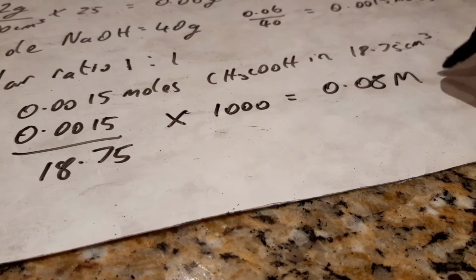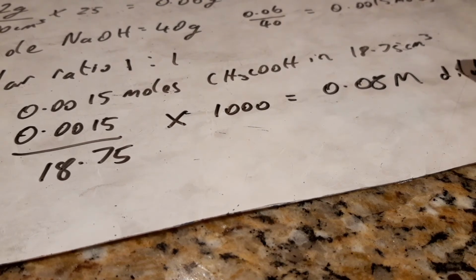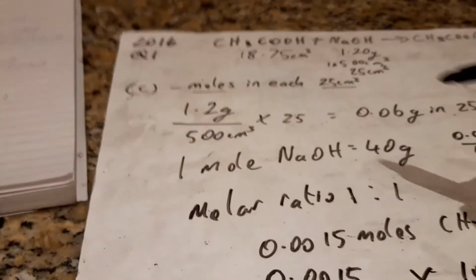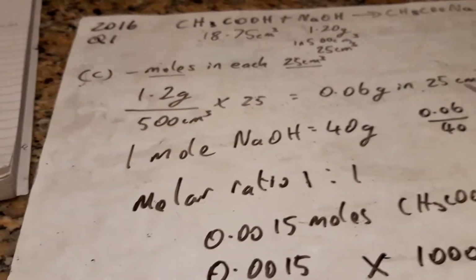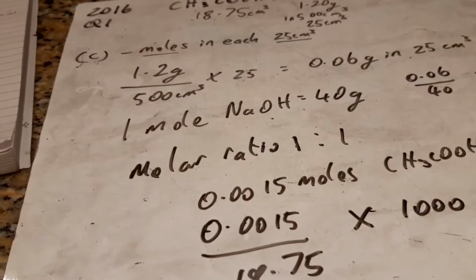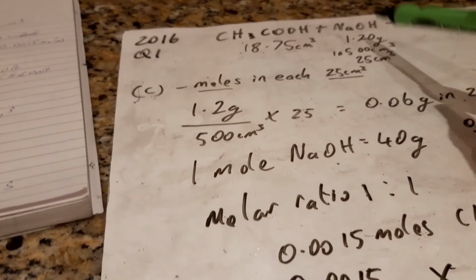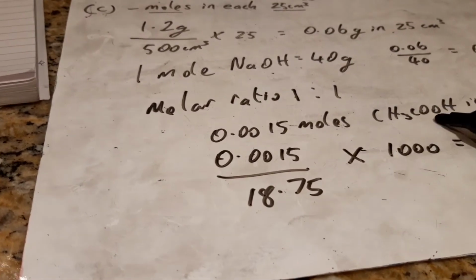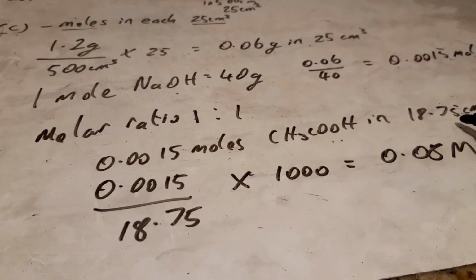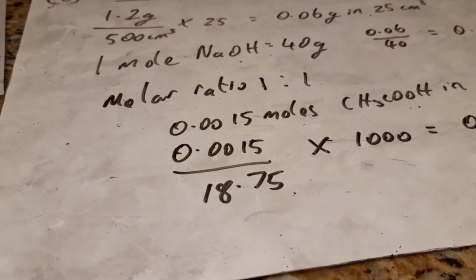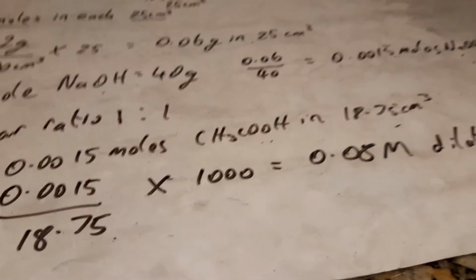and that's diluted. It's important to remember that. That's the diluted vinegar. So I've managed to work out the mass in 25 centimeters cubed. I've converted that to moles using my periodic table. Because they react 1 to 1, I know that the amount of moles of sodium hydroxide that I used there has to be the same as the amount of moles of ethanoic acid in the 18.75 centimeters cubed. So I divide that by 18.75, multiply by 1,000 to get 0.08 moles per litre of diluted vinegar.